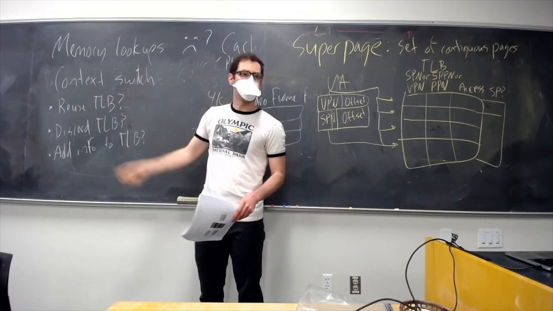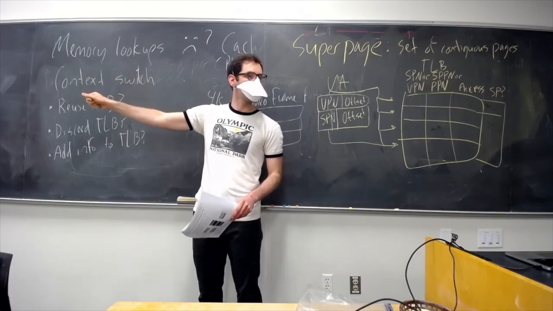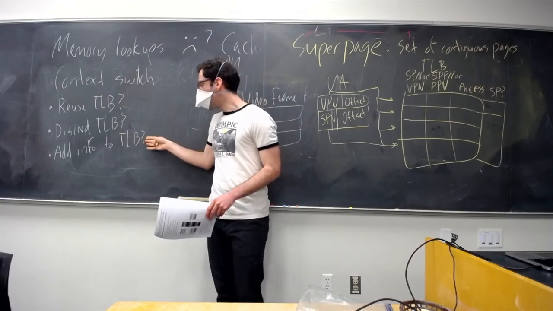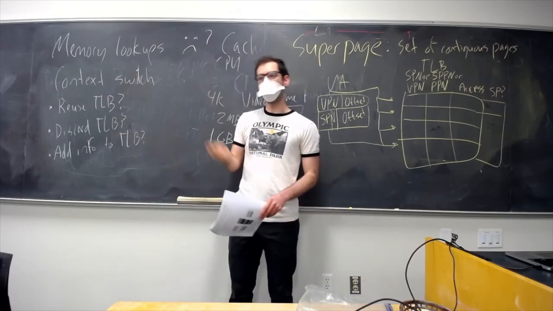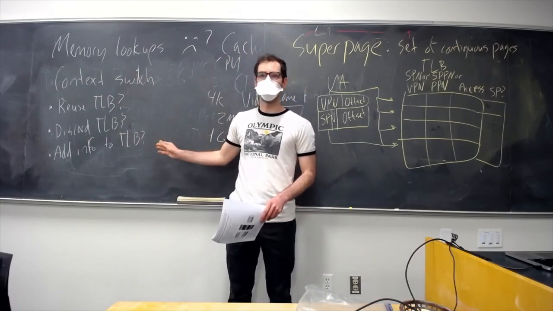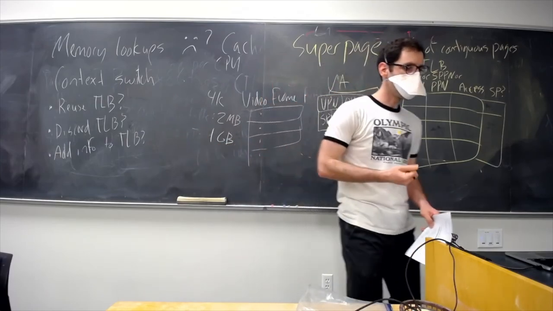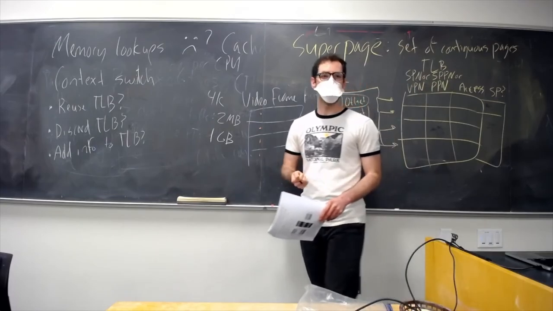We might also consider just throwing out everything that's currently in the TLB. What would the effects of that be? And is there some information we could add to a TLB entry that would be helpful in this case? So please take a few minutes and discuss this with your neighbors.